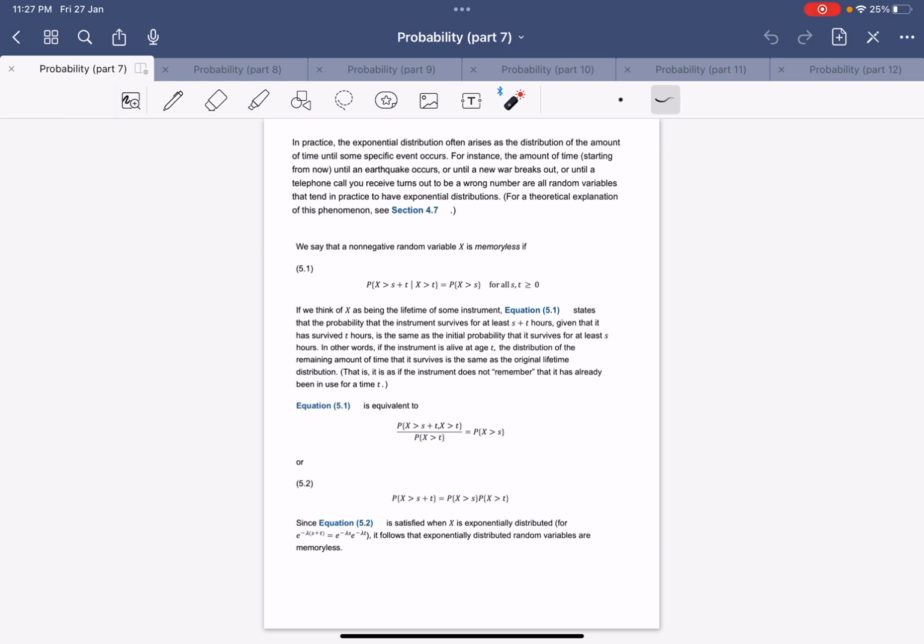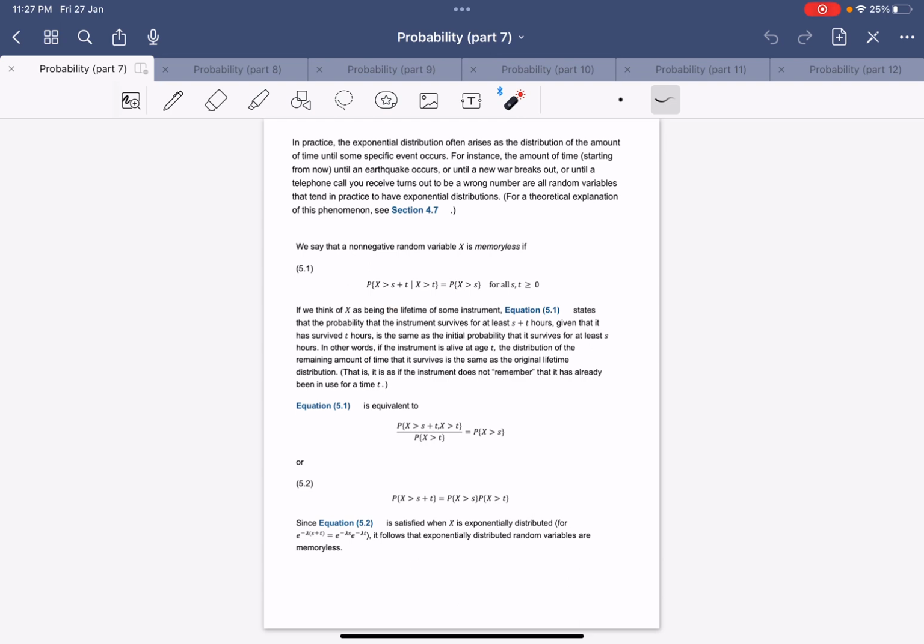And we think about it as the length of time. For example, if x is the lifetime of an instrument, it says that if it survives for at least s plus t, and you already know that it survived for t hours, then it is basically the same as starting from t hours and asking what is the probability that it survives for the next s hours. So that's why you can remove the t portion over here.